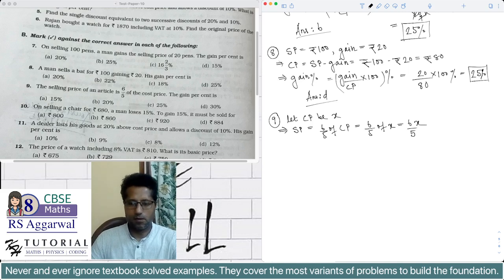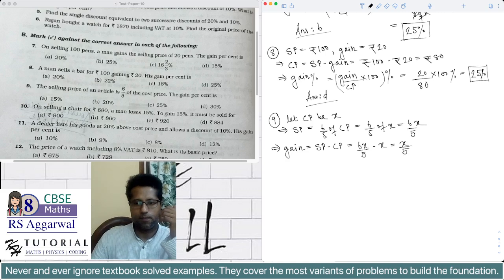6x by 5 is the selling price, where x is assumed to be the cost price, and it is asking the gain percent. So first we have to find the gain. The gain will be equal to selling price minus cost price, which is equal to 6x by 5 minus x, which is equal to x by 5.